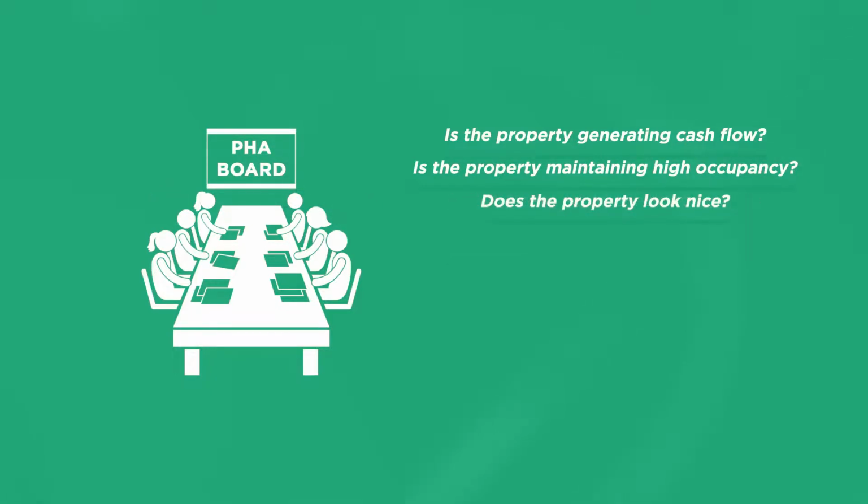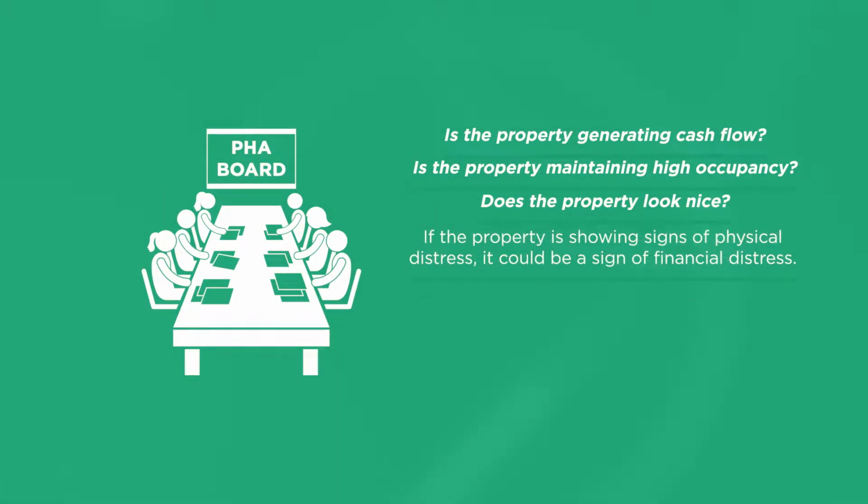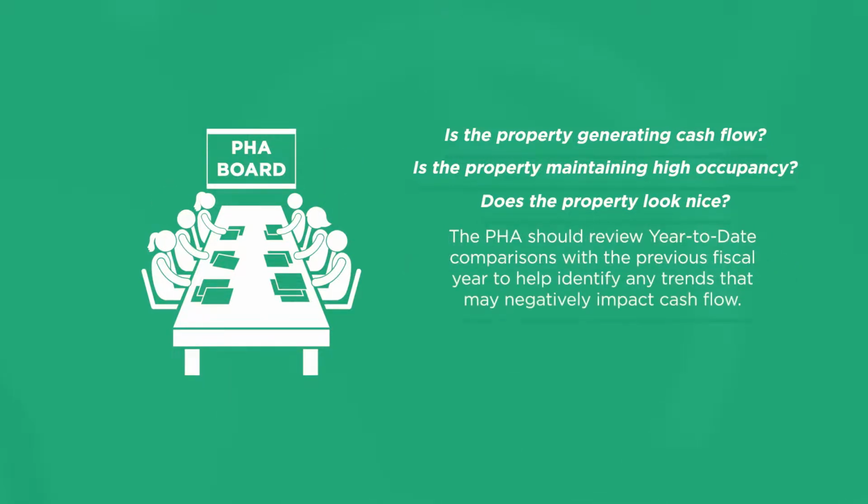Does the property look nice? There is an expectation that RAD properties will maintain a level of curb appeal so they remain an asset to the community. If the property is showing signs of physical distress, it could be a sign of financial distress. The PHA should review year-to-date comparisons with the previous fiscal year to help identify any trends that may negatively impact cash flow.